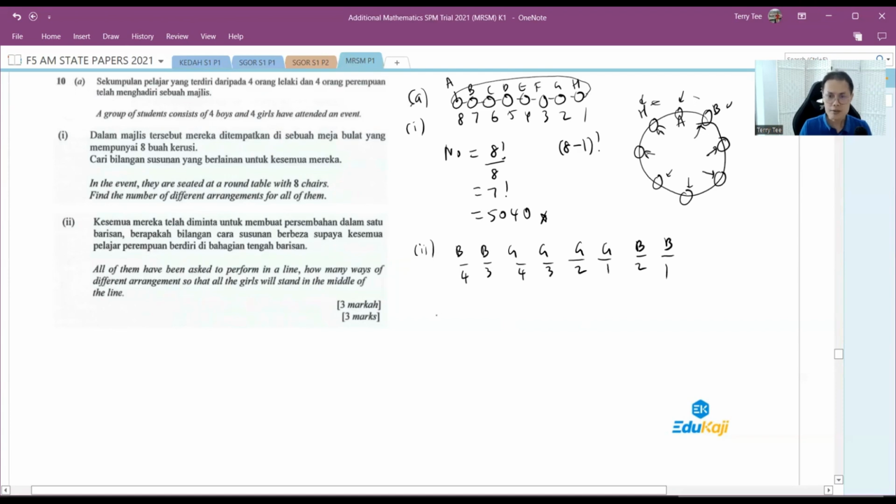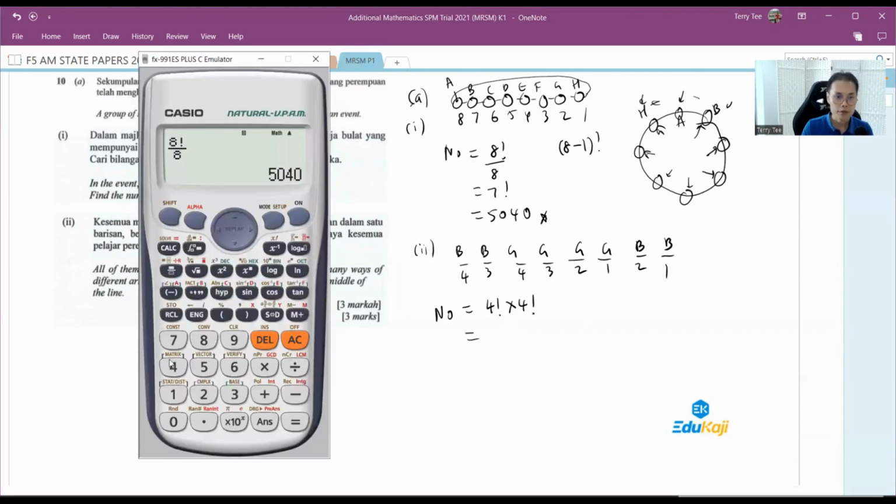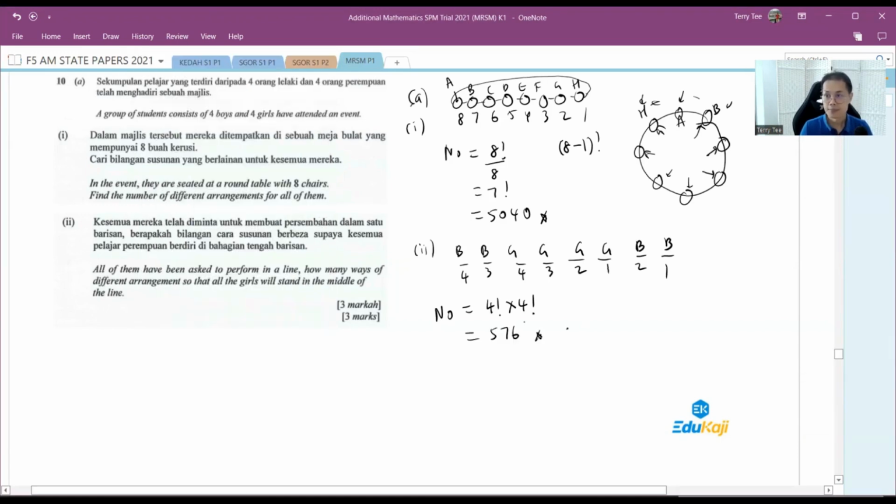So actually it is the same as having 4 factorial for the girls and 4 factorial for the boys, multiplied together. Now let's use our calculator. 4 factorial times another 4 factorial, we can actually square it, right? You get 576.